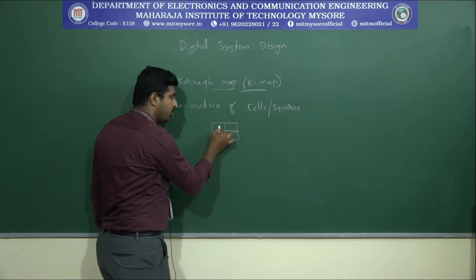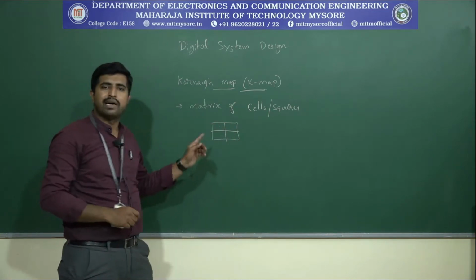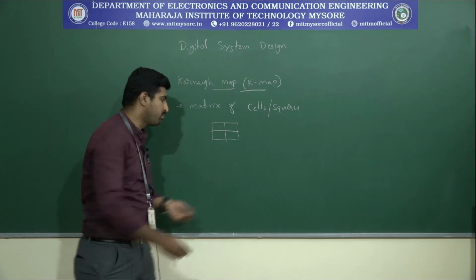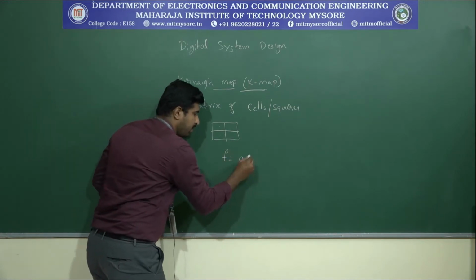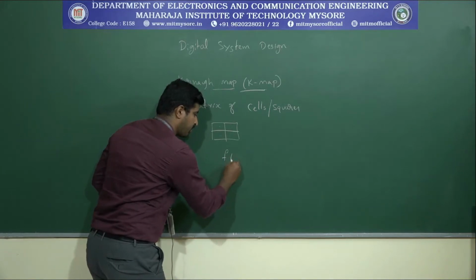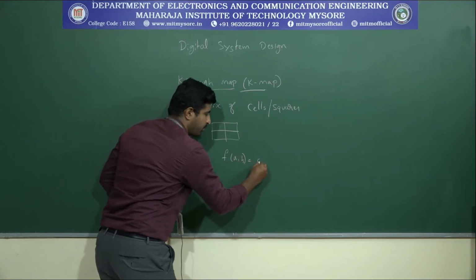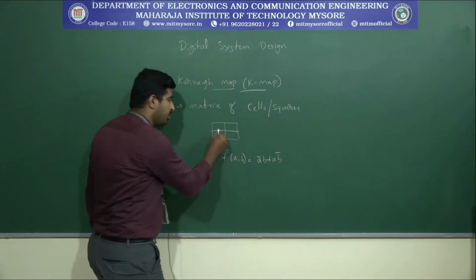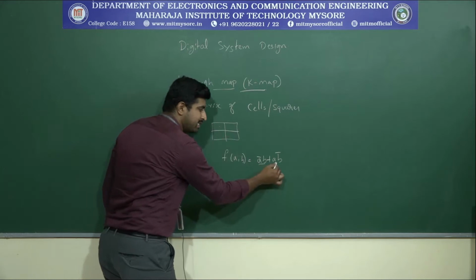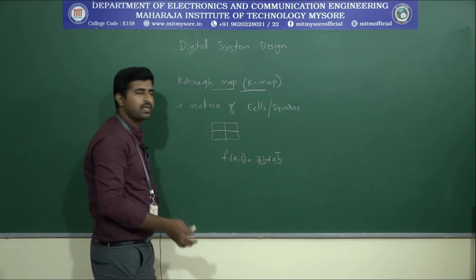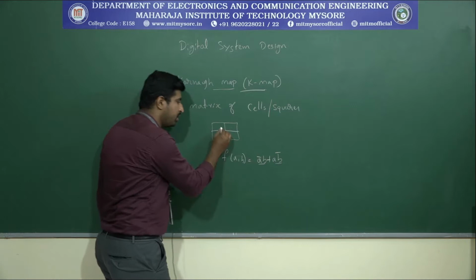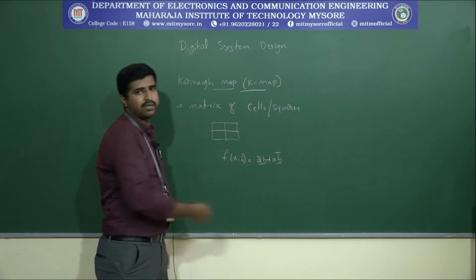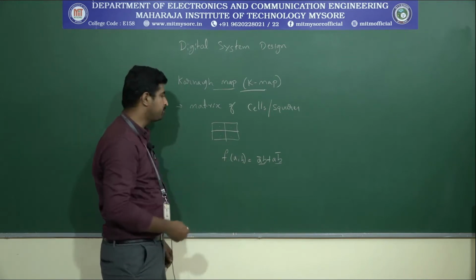Each individual cell or square corresponds to a min term or a max term of a Boolean expression. For example, f of a, b equals a bar b plus a b bar. If you have that, the individual cells will correspond to these min terms. If you have a max term expression, the individual cells correspond to the max terms. We will understand that later.